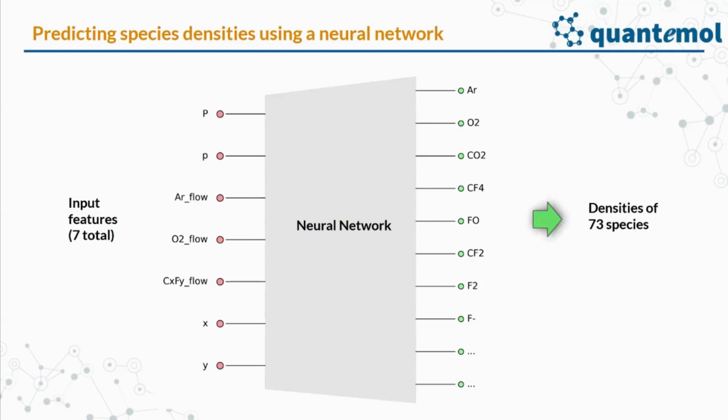Okay, so first we focused on predicting species densities. For this, we used a feed-forward neural network. The network takes in 7 input parameters: power, pressure, the flow rates of feed gases, argon, O2, and the fluorocarbon, and also the number of carbon and fluorine atoms per fluorocarbon. The output of the network is a set of different species densities. So we had 73 different species.